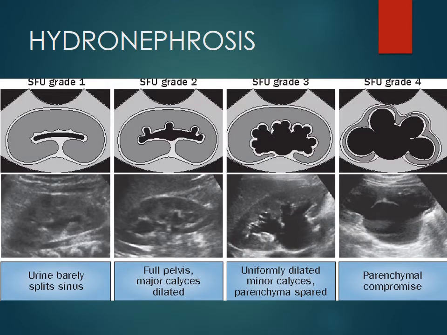Hydronephrosis is graded in 1, 2, 3, and 4. For grade 1, the urine would barely split the sinus. For grade 2, there is fullness of the renal pelvis with dilatation of the major calyces. For grade 3, there would already be uniform dilatation of the minor and major calyces but with sparing of the parenchyma. And for grade 4, there would already be parenchymal compromise with marked dilatation of the pelvocalyceal system.